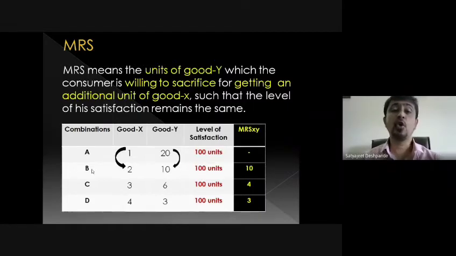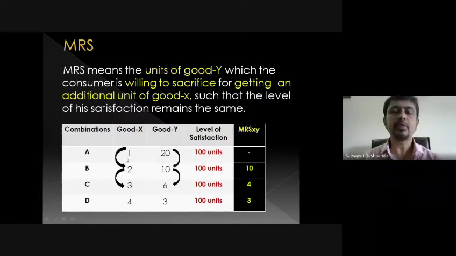Similarly, when we go from B to C, once again, for getting one extra unit of good X, how many units of good Y is the consumer willing to sacrifice? From 10 to 6. That means he is willing to sacrifice 4 units of good Y. So MRS is 4. So what do we mean by marginal rate of substitution? MRS basically means the number of units of good Y which the consumer is willing to sacrifice for getting one extra unit of good X.